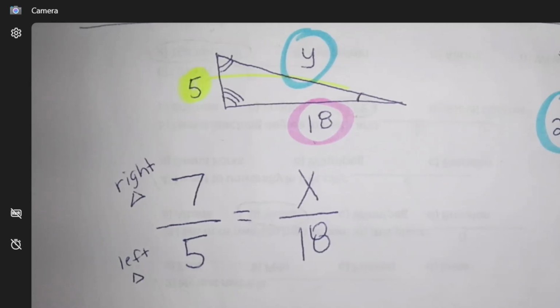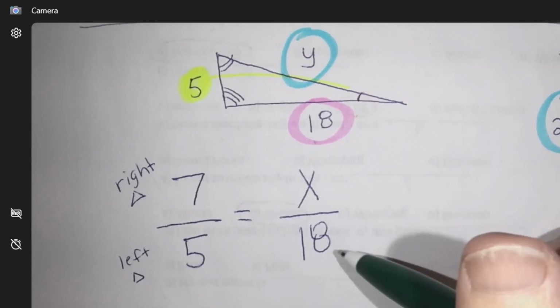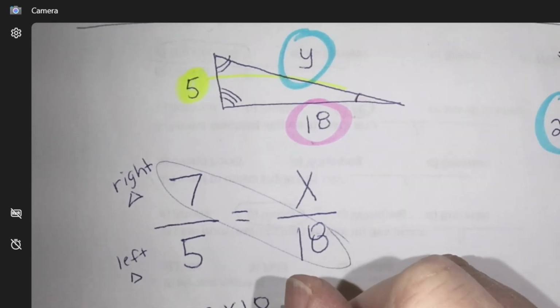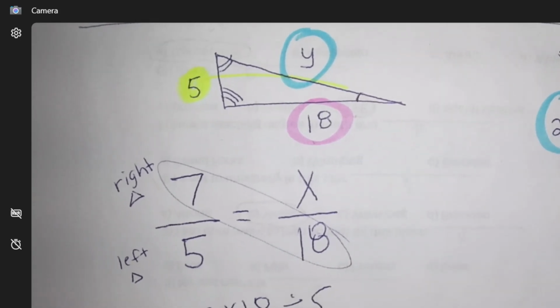Okay, when I go to type in my calculator, you always connect diagonally, something times something. So that would be which connection? 7 times 18 and divide by 5.